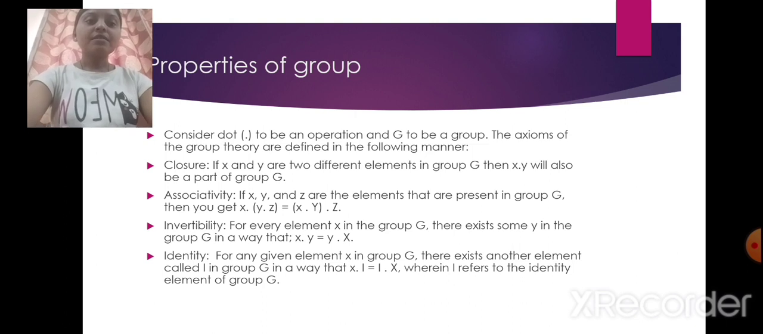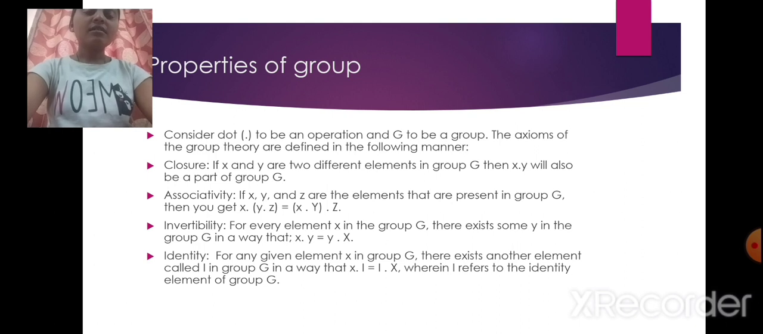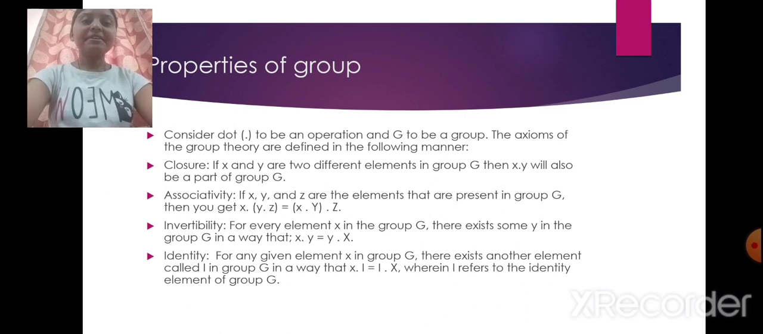Invertibility. For every element X in the group G, there exists some Y in the group G in a way that xy is equal to y into x. Identity. For any given element x in group G, there exists another element I in group G in a way that x into I is equal to I into x, where I refers to the identity element of group G.